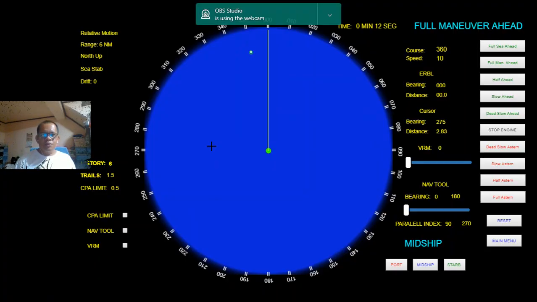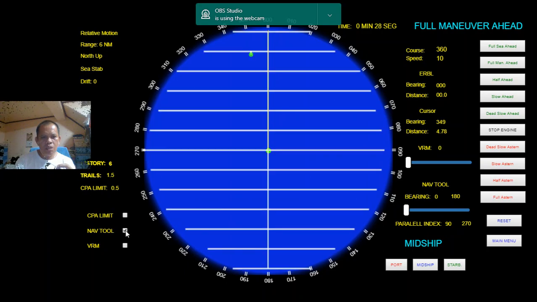So this is the situation where you can find in your radar. So this is your contact. Can you identify here? Because this is my cursor. When I move it, that will be the one that will give the reading. So bearing 350, distance 4.84. So if you use the nav tool, you can also do it like this one.